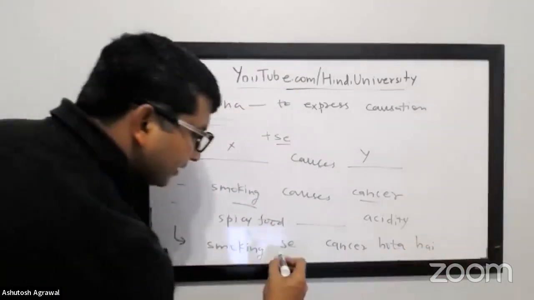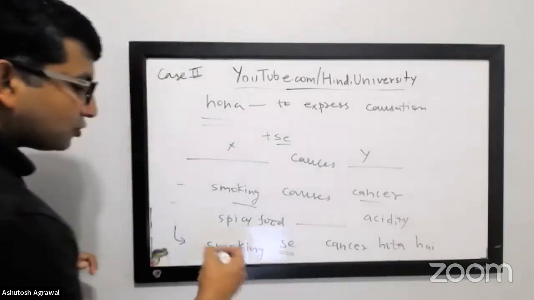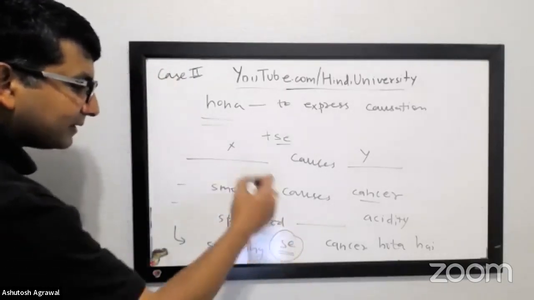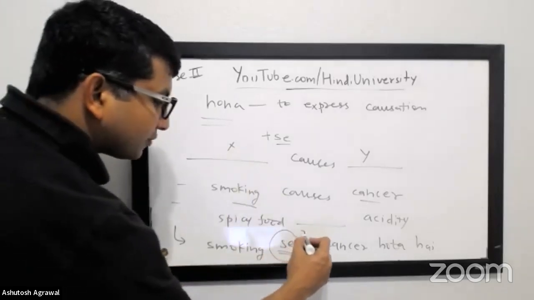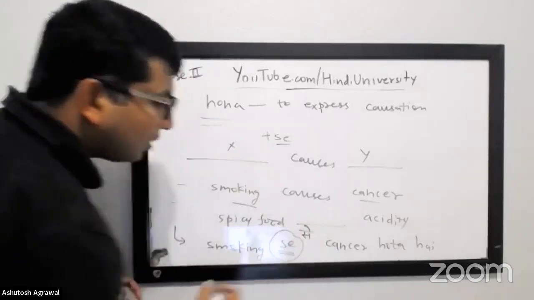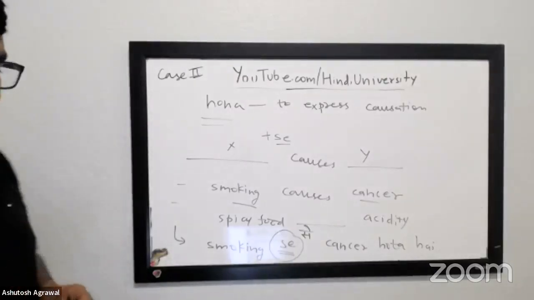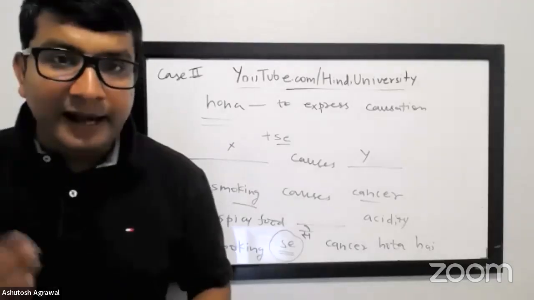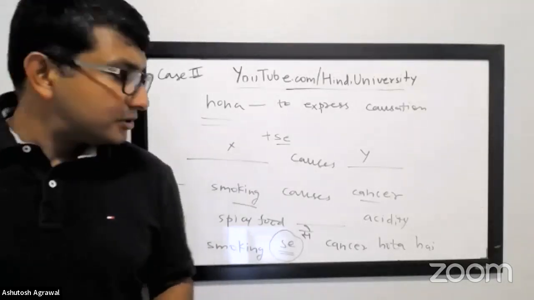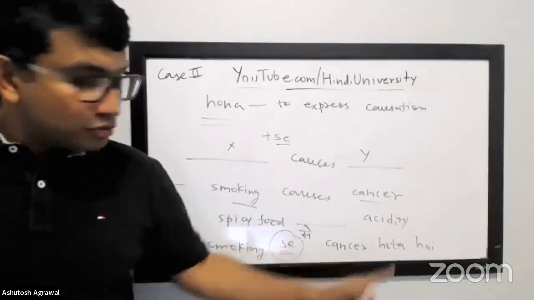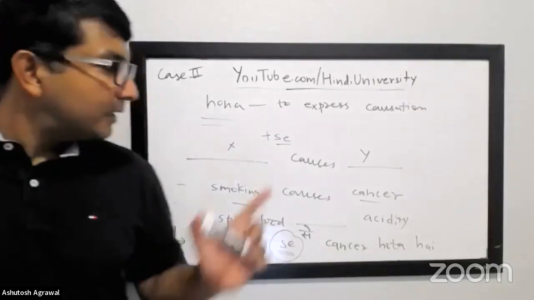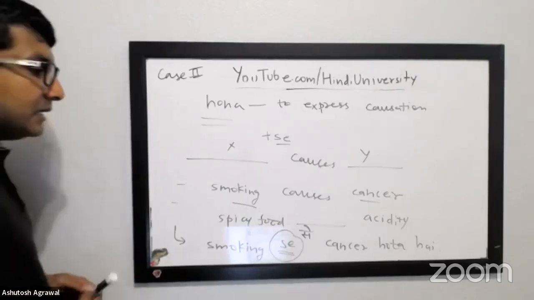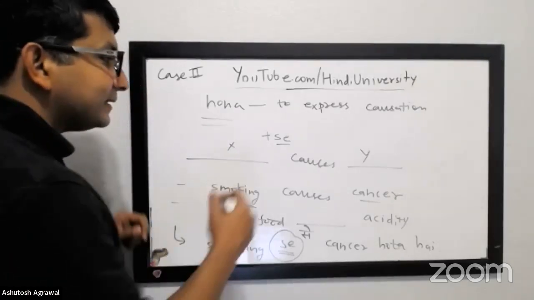Only one thing you would remember is that due to this you will end up using a postposition after the X, right? So you will say smoking से कैंसर होता है. Just like that, whenever there's a causation, you would use the form of Hona. Just like that, if you want to say eating spicy food causes acidity.